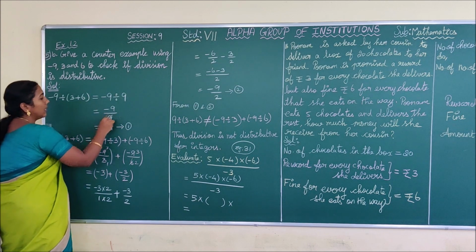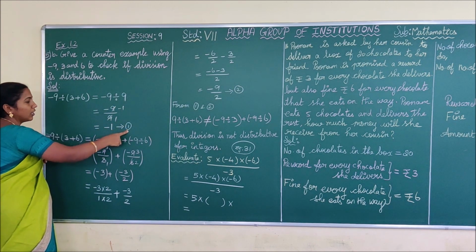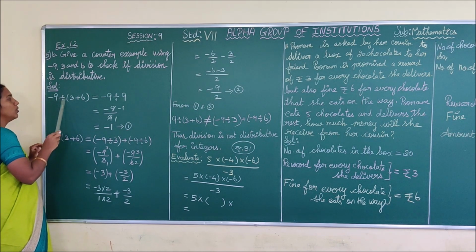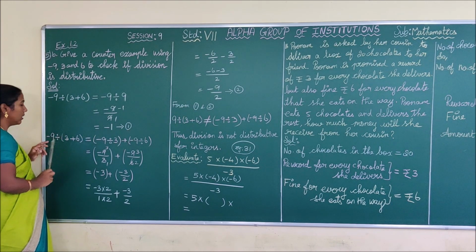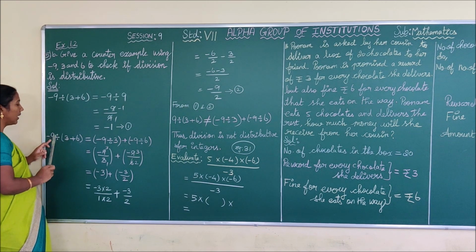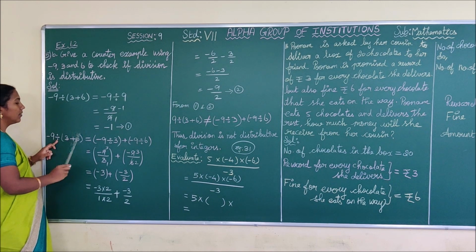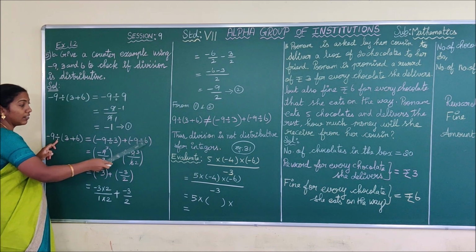So cancelling, we get minus 1 by 1, which is equal to minus 1. Let it be equation number 1. Now we are going to distribute this division over the addition. That is, minus 9 divided by 3 plus 6. We can write it as minus 9 divided by 3 plus minus 9 divided by 6.